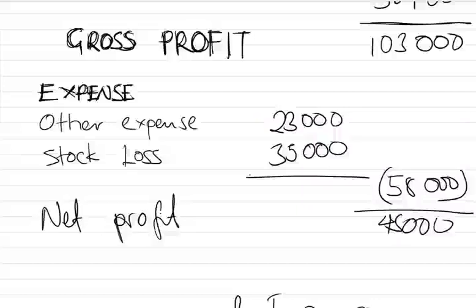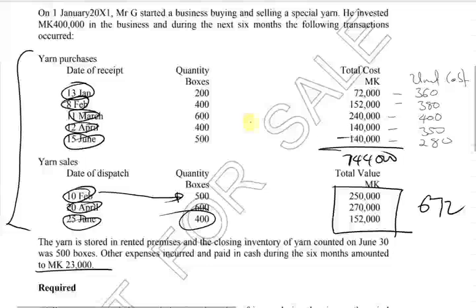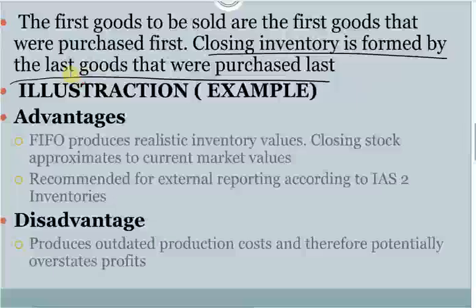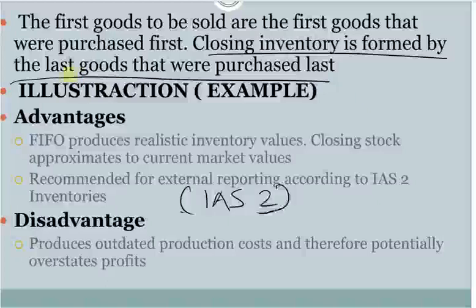So now let us look at the advantages and disadvantages of using FIFO. The advantage is FIFO is the one that is recommended under IAS 2. When we are looking at accounting, IAS 2 recommends FIFO. So this is the one that standards in accounting have recommended. So this is the advantage of using FIFO because it is recommended under IAS 2.